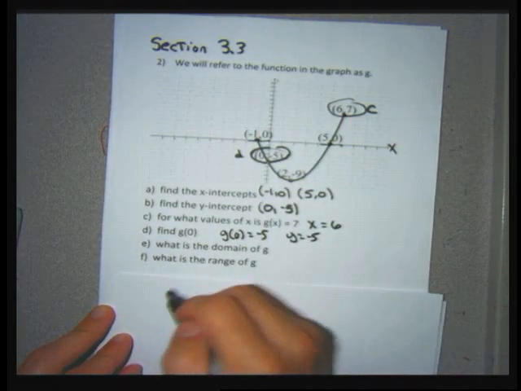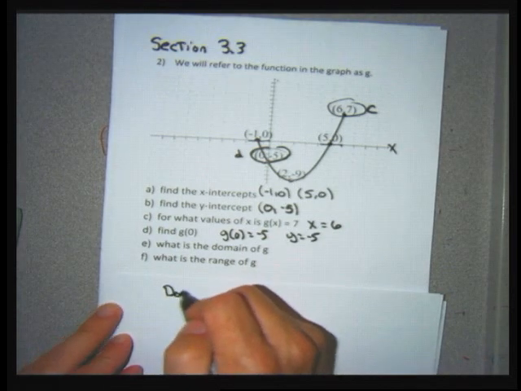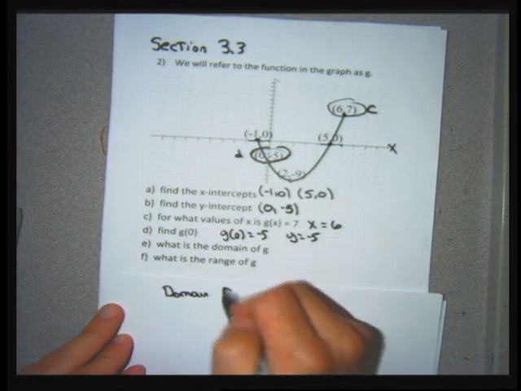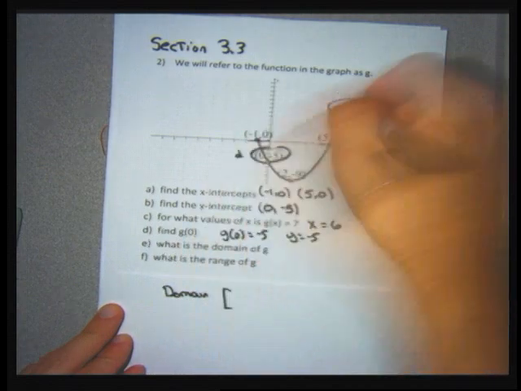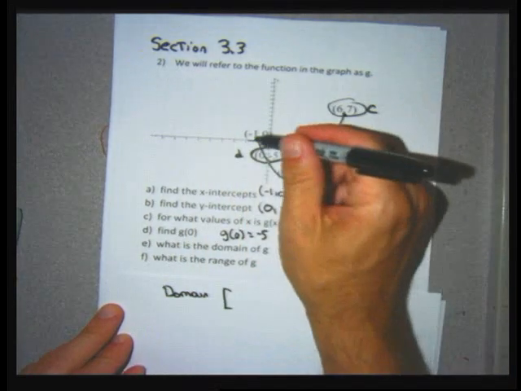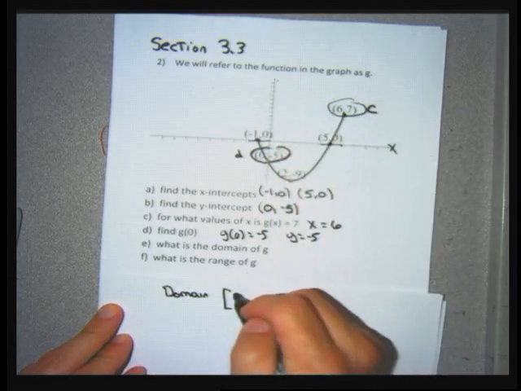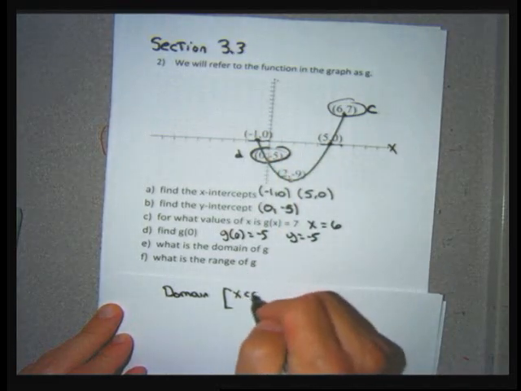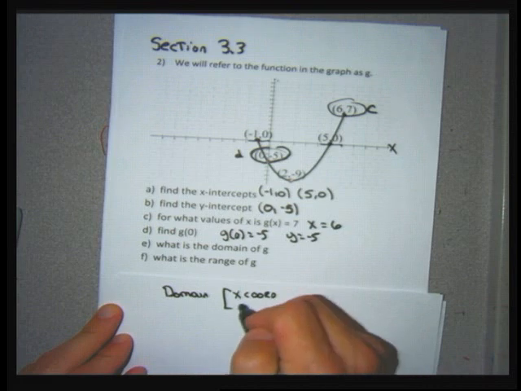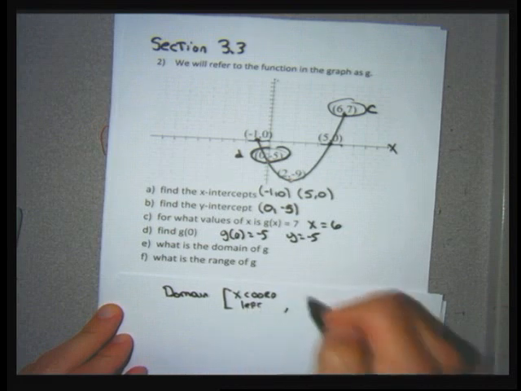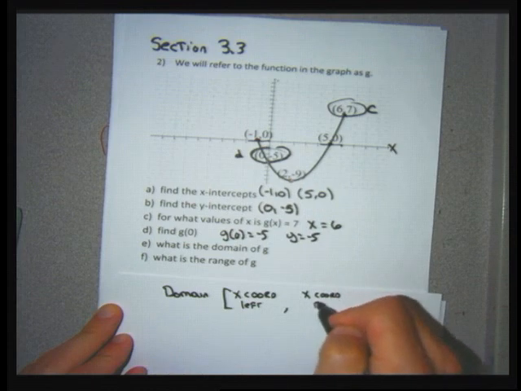So the domain, it's going to be all closed brackets because the endpoints are stopped. Since there's a marking at the end, the left end and the right end, I don't need to extend the graph. For the domain, the first thing I'm going to write is the x-coordinate of the far left point. And then I'm going to write comma, and then the x-coordinate of the far right point.